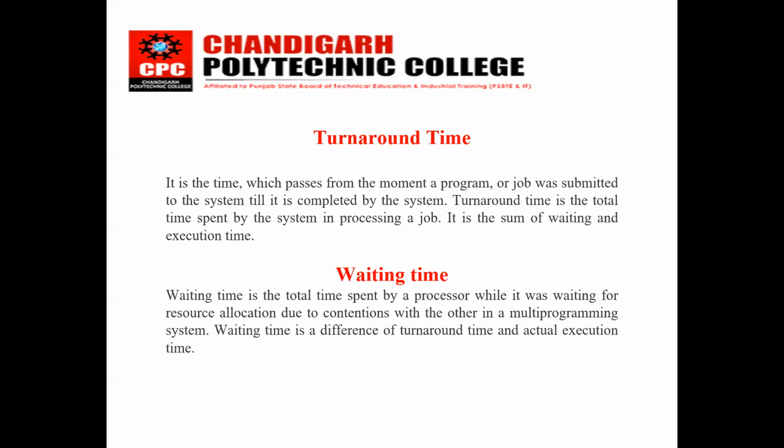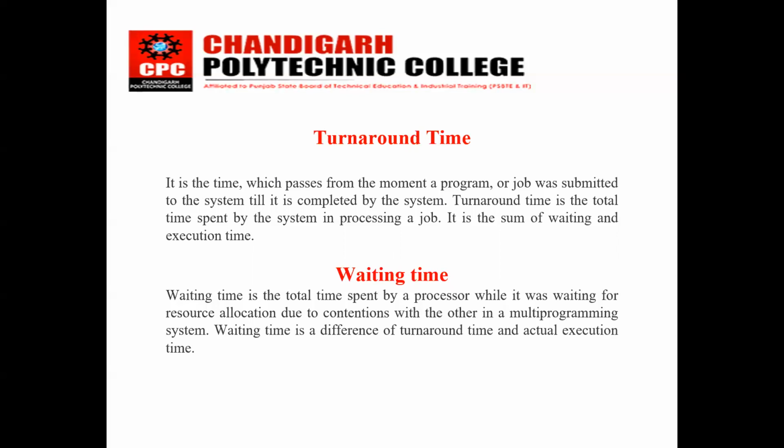And the next parameter we have is turnaround time. It is the time which passes from the moment a program or job is submitted to the system till it is completed by the system. Turnaround time is the total time spent by the system in processing a job, and we can also say it is the sum of waiting and execution time.